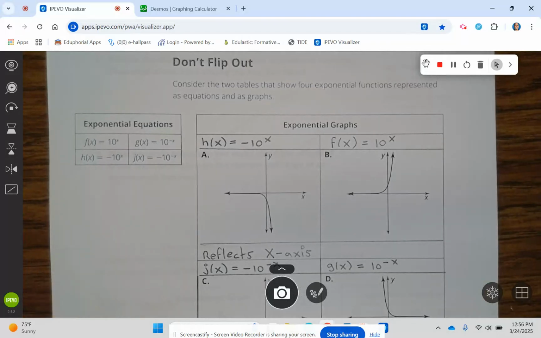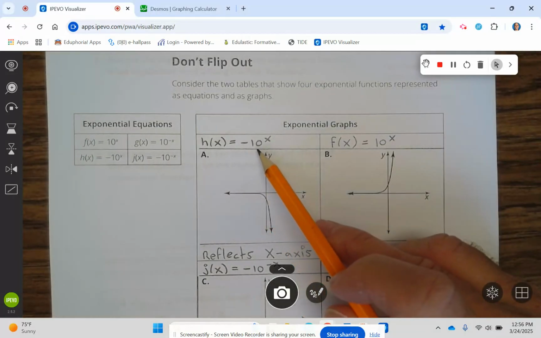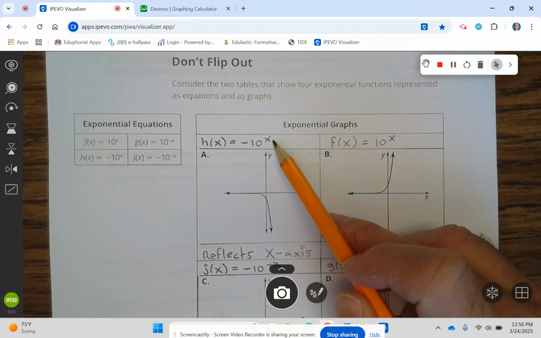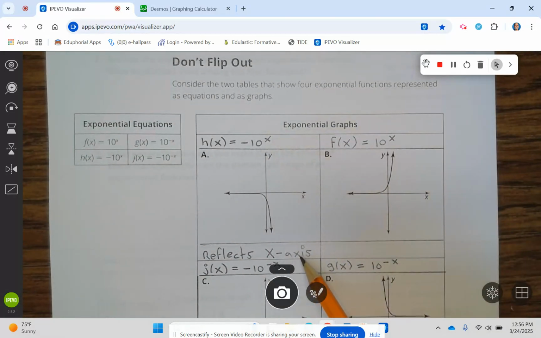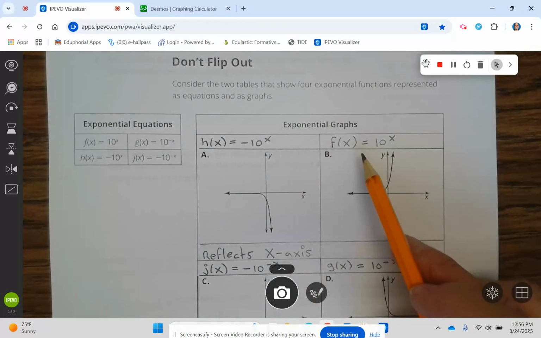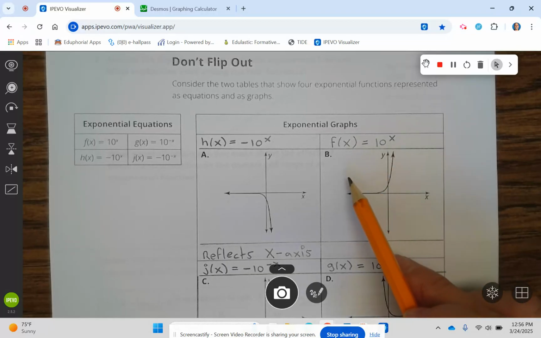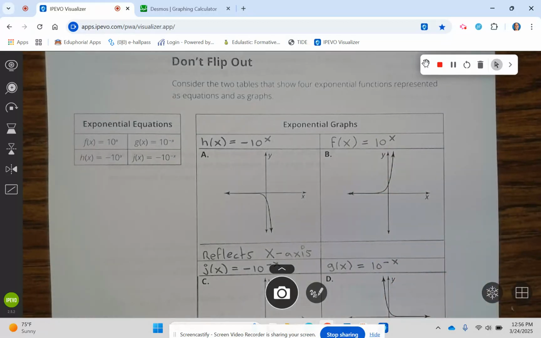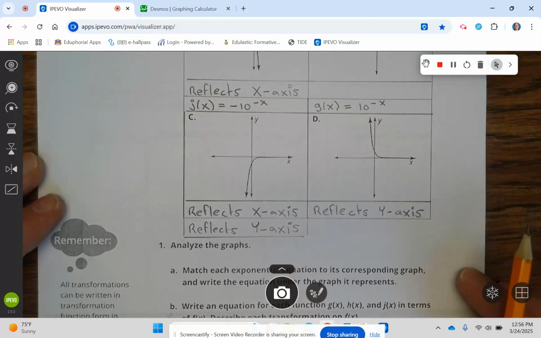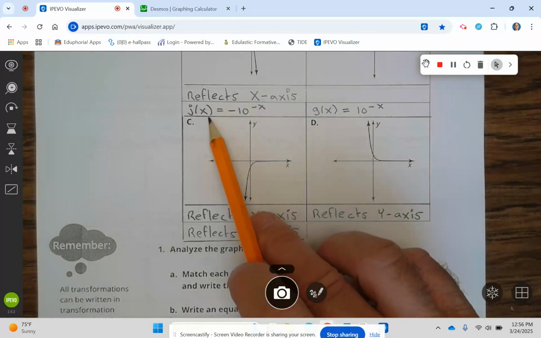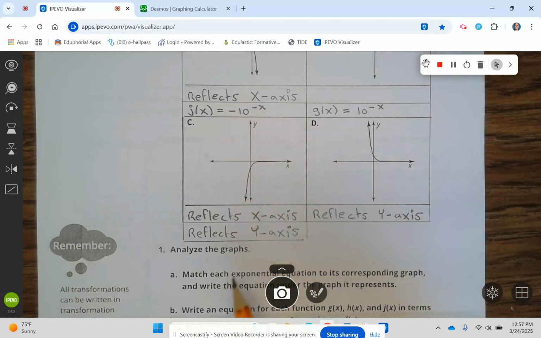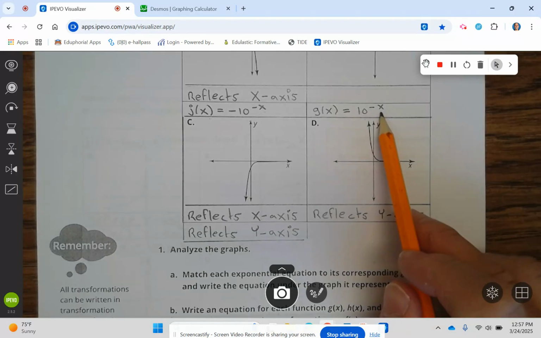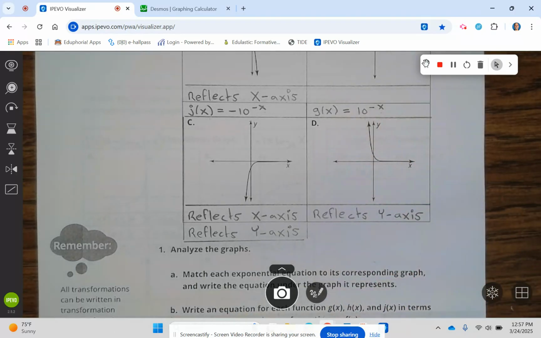Okay, so A is h of x equals negative 10 to the x. The transformation is reflect over the x-axis. B is f of x equals 10 to the x. C is j of x equals negative 10 to the negative x. It reflects x-axis, reflects y-axis. And D is g of x equals 10 to the negative x, and that reflects the y-axis. Okay, go ahead and complete that.